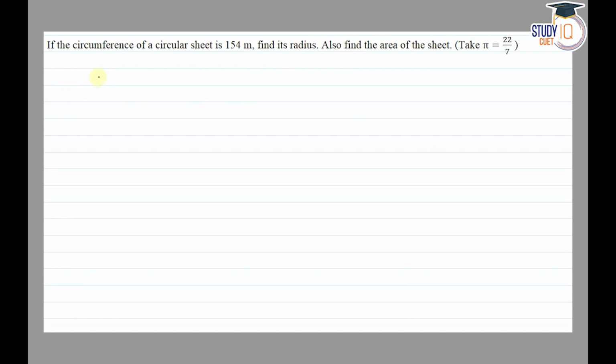So circumference of a circle is equal to, इसका फॉर्मूला था 2 पाई r. सो ये हमें गिवन है 154 इज इक्वल टू 2 पाई की वैल्यू 22/7 इंटू r. सो बाई क्रॉस मल्टीप्लीकेशन r इज इक्वल टू 154 इंटू 7 अपॉन 22 इंटू 2.